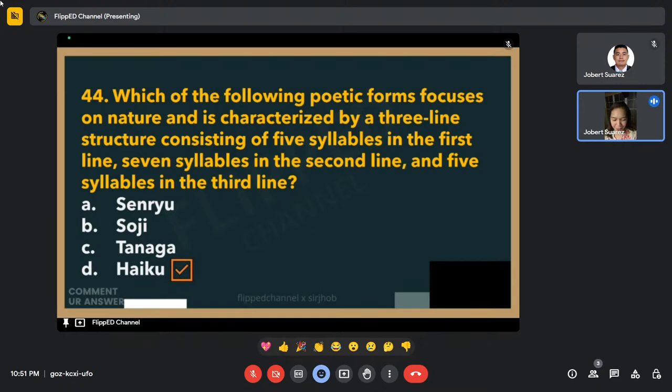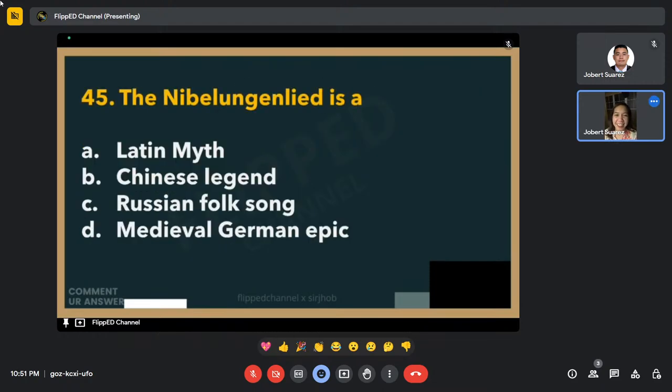Perfect, kaguruan. Nakita ko yung mga sagot niya. Lahat naka-letter D. Very good. Number 45. Anim na lang.